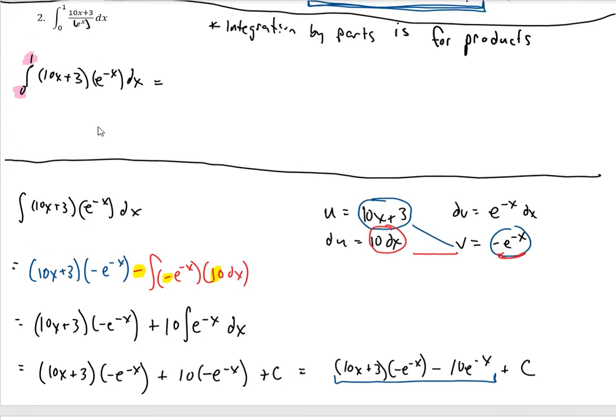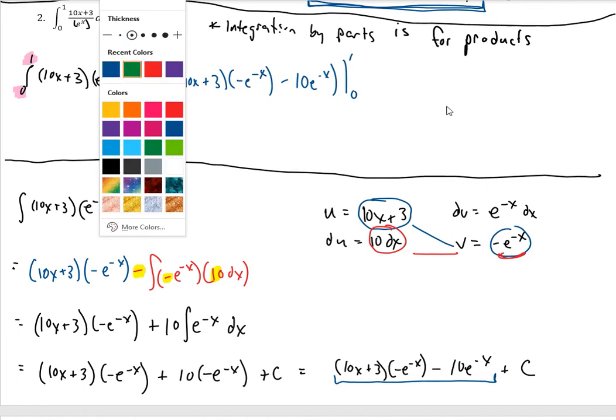Definite integrals are a little worse in these problems because if it is indefinite, we're done, but now I have to go back and plug it in. Let's take what I underlined in blue there and rewrite it as 10x plus 3 times negative e to the negative x minus 10 e to the negative x. Let's put all that in parentheses, and let's put our bounds now, 0 to 1. And now is where we would plug these in.